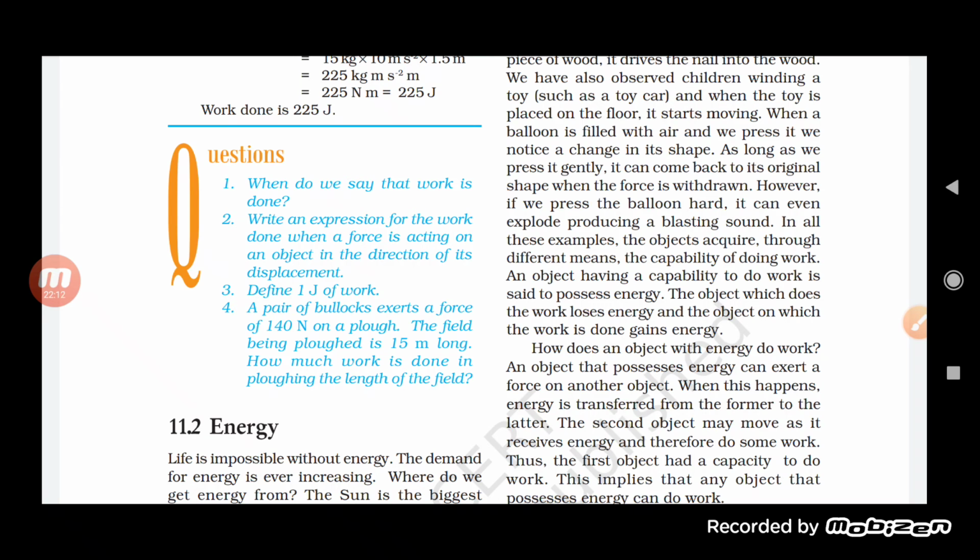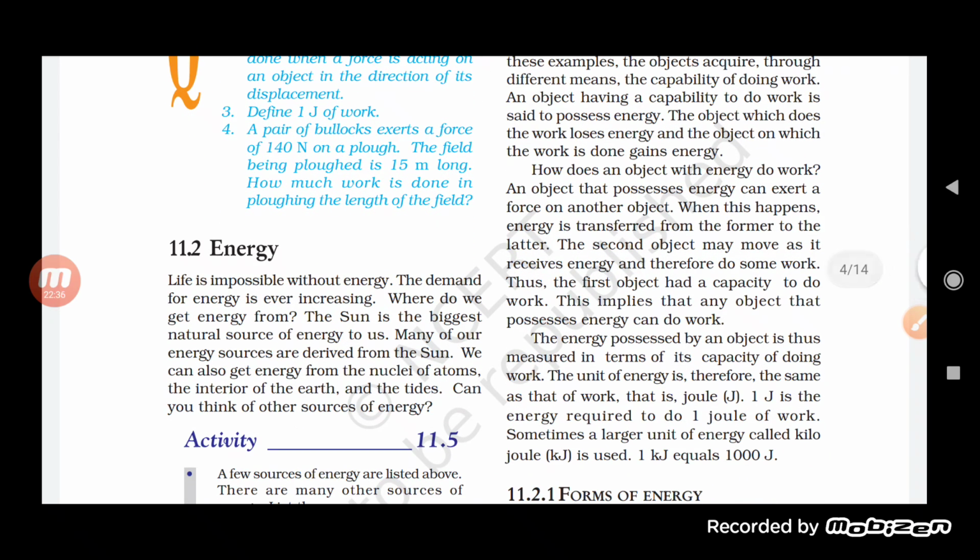I hope you have understood what 1 joule of work is, which we have just discussed. We have also understood what will happen if we apply a force in the direction of the displacement. Write an expression for it. Obviously cos theta becomes cos 0 degree, and it will be a positive work done. Now let us try to understand the very important topic of this chapter, and that is energy.